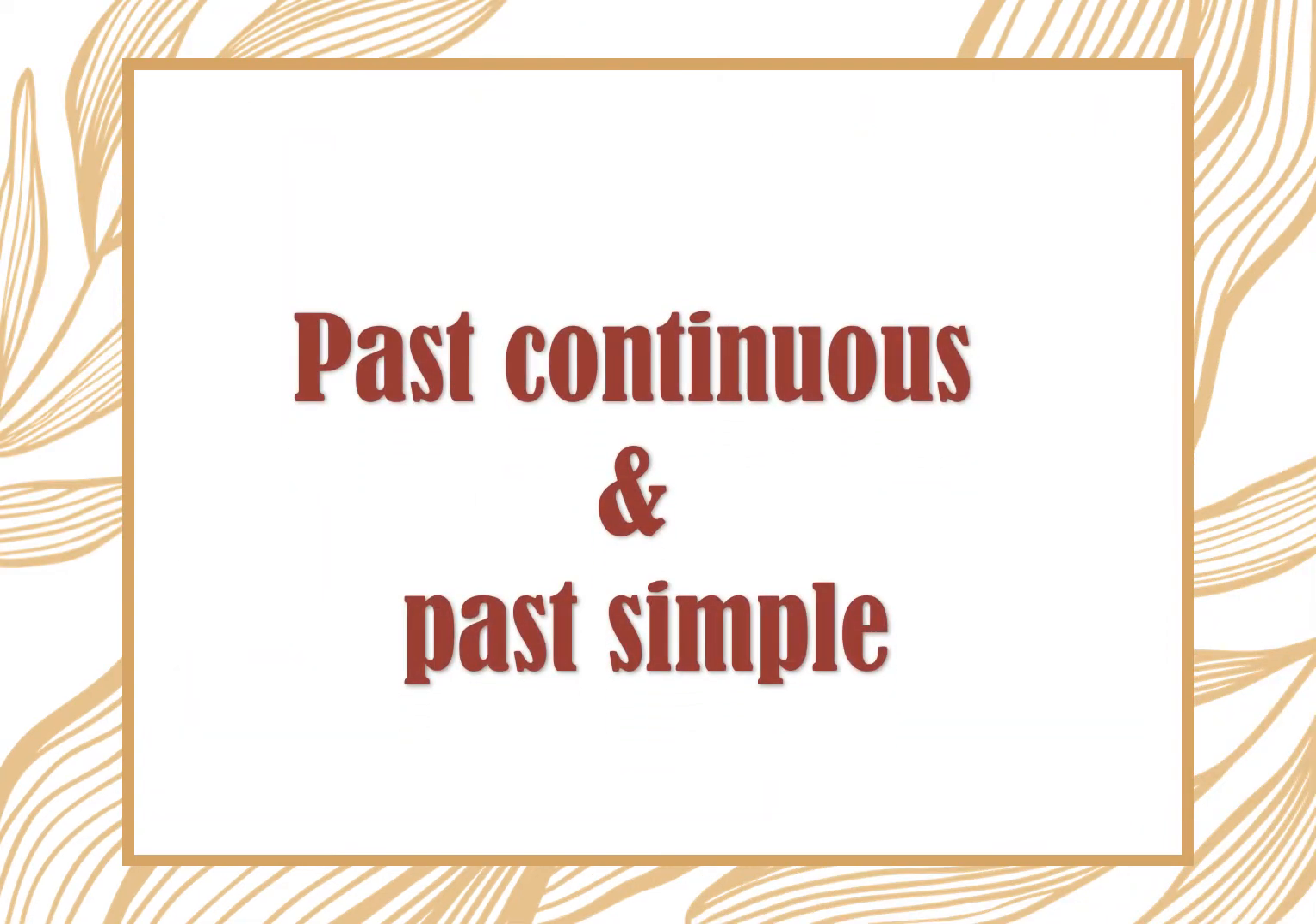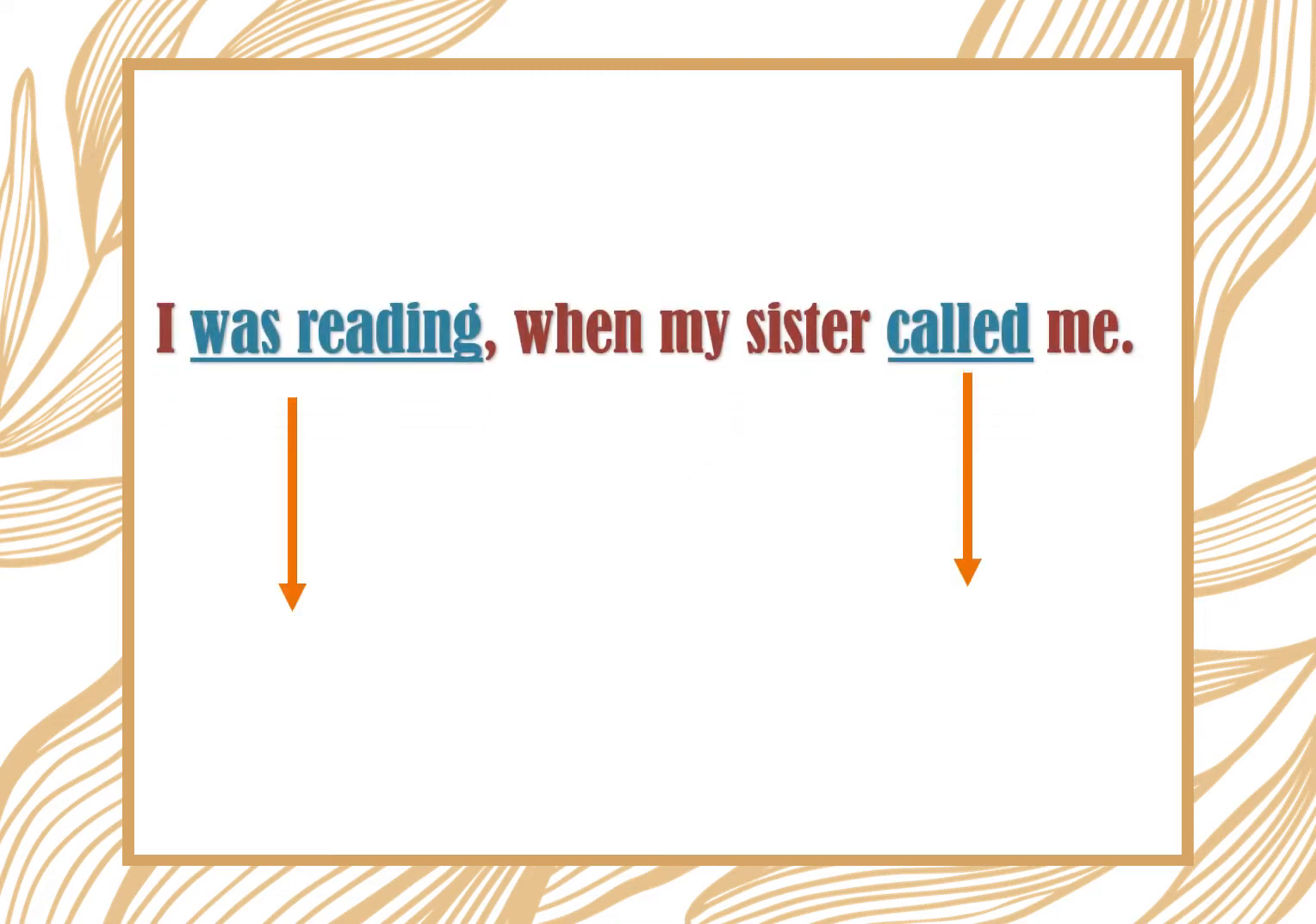Past continuous and past simple. We are going to use both of them in one sentence. Now we will see more examples, which is really easy. And now we will see how to apply it in a sentence. We have a sentence with 2 parts, okay? So the first part is I was reading. This part is in the past continuous tense.